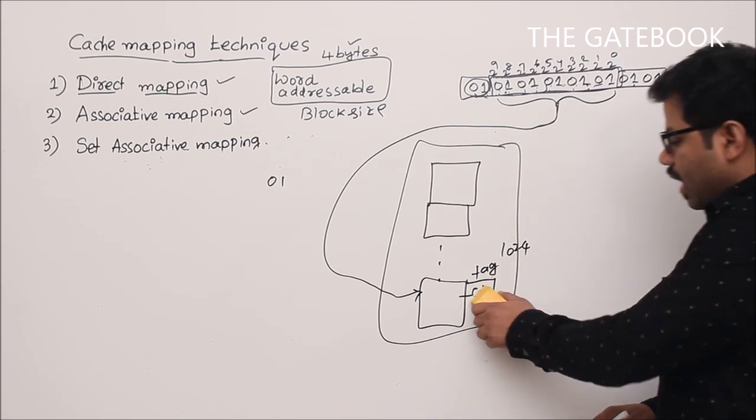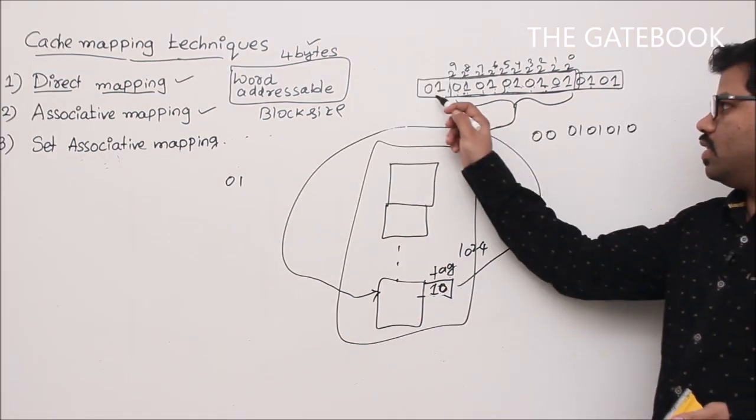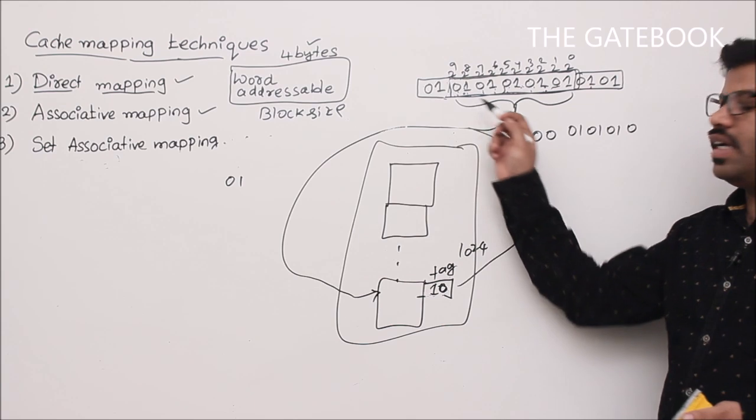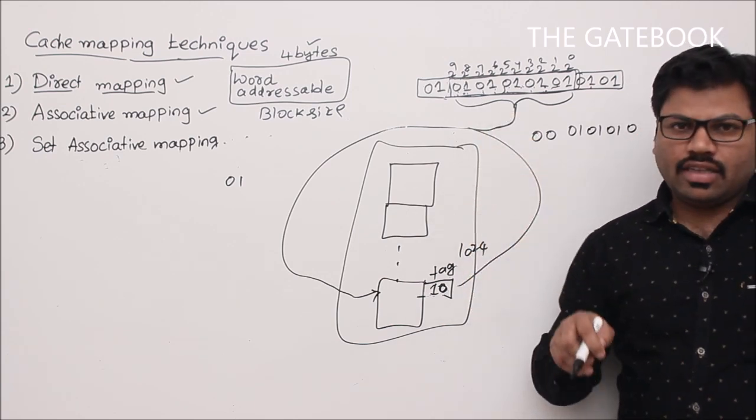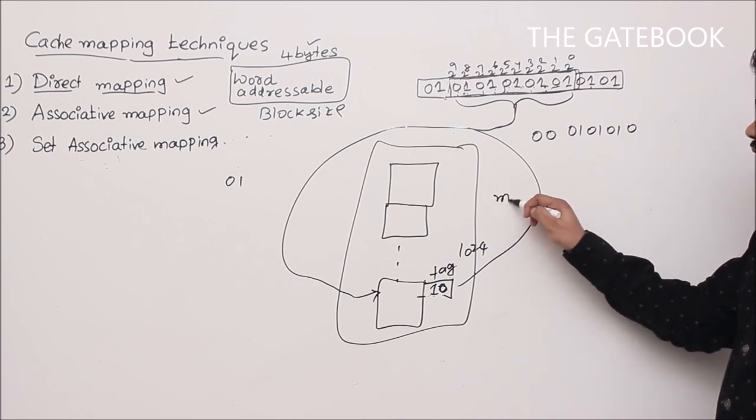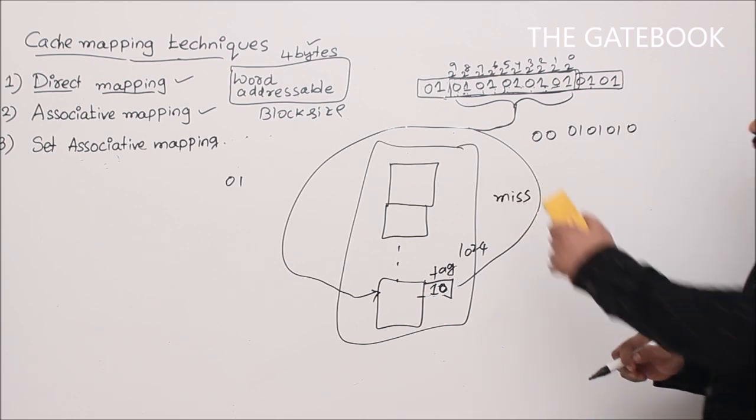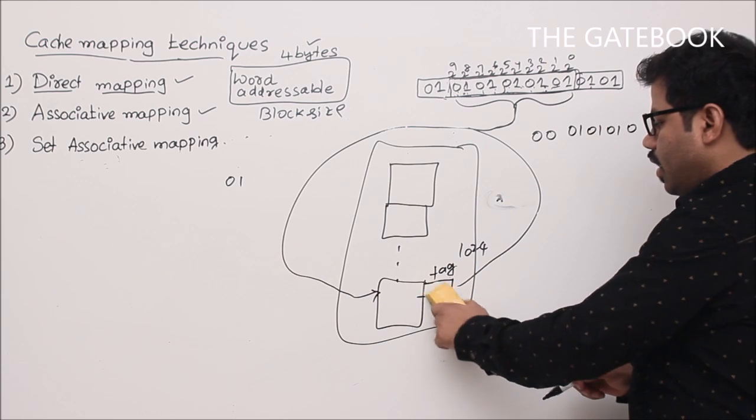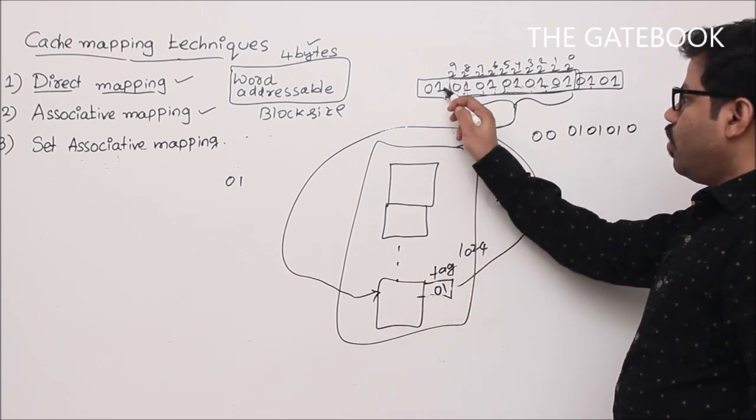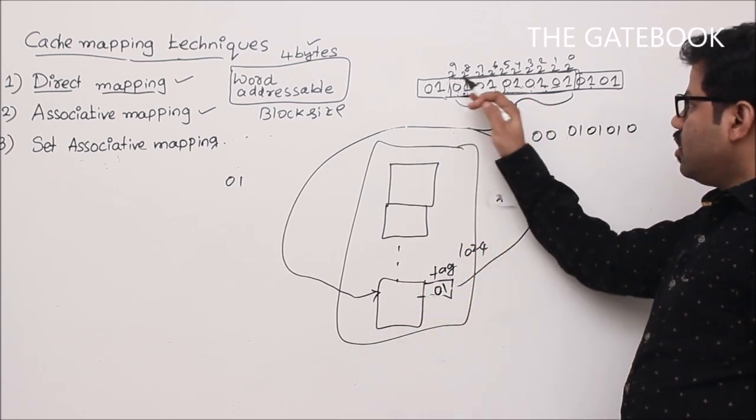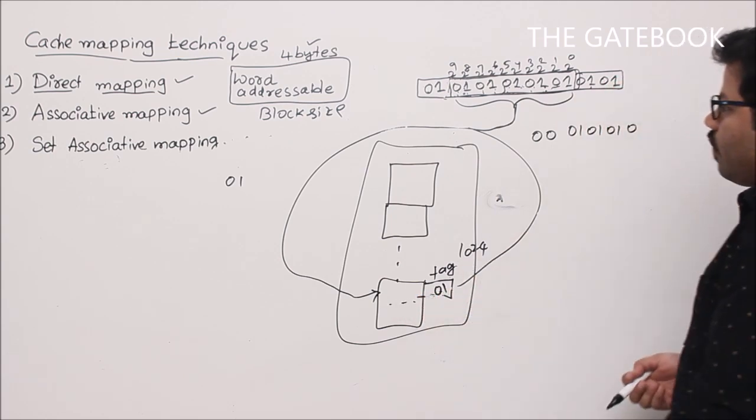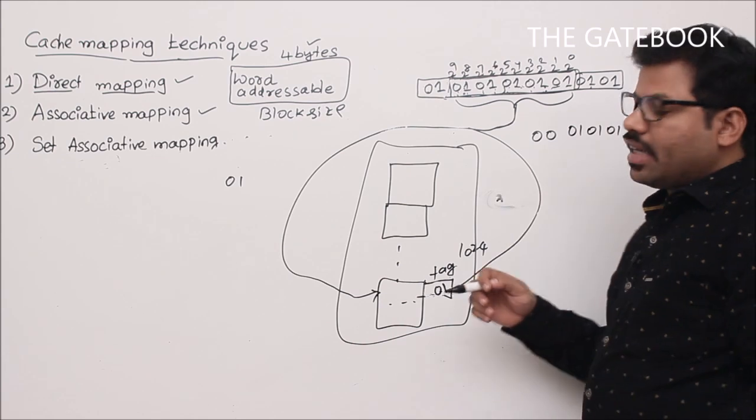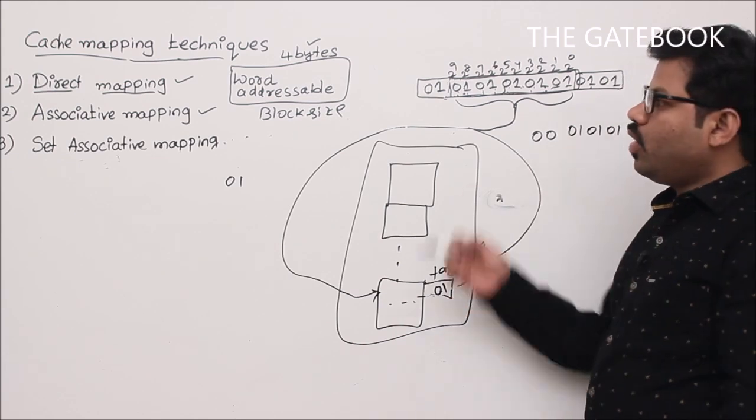Sir, what if this tag is 10? That means 0, 1 doesn't match 10, so the data is not available in the cache. In that way, we can easily detect it. Understand? At that time we say it is a cache miss. If this is 0, 1, then 0, 1 matches 0, 1. That means this memory address data is available in this block. So in that way we can easily check whether data is available or not. That is about direct mapping.